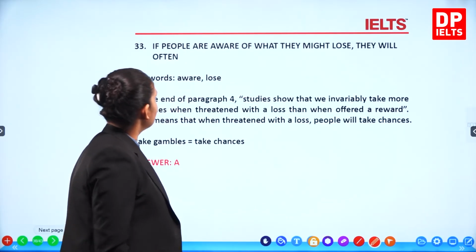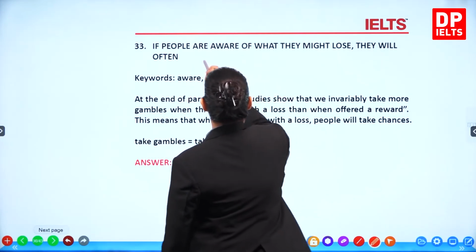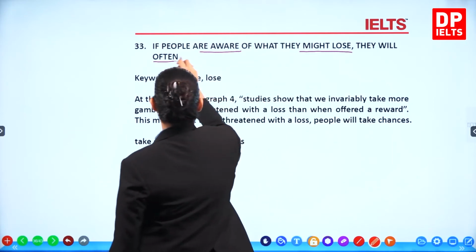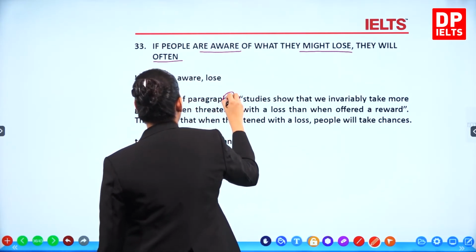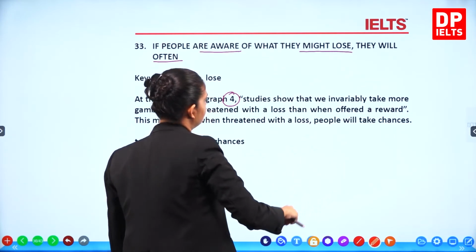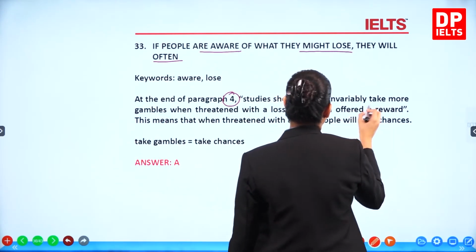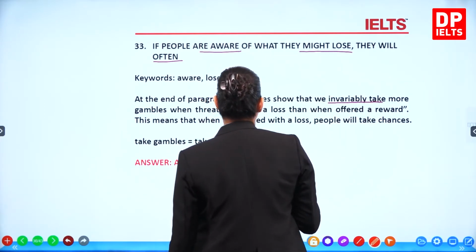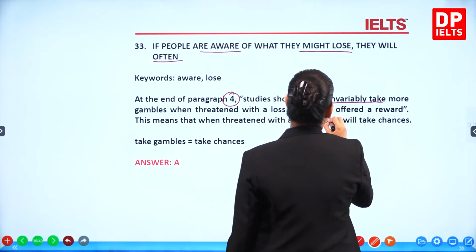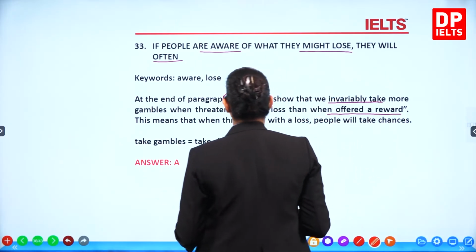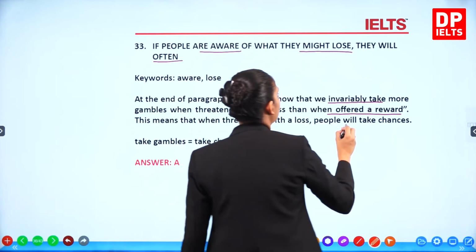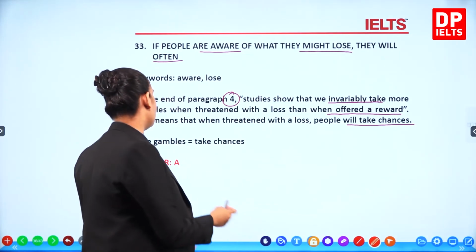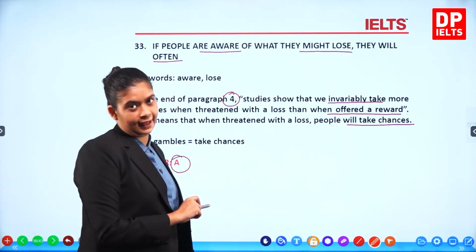33. If people are aware of what they might lose, they will often do what? Go to para 4 towards the end. Studies show that we invariably take more gambles when threatened with a loss than when offered a reward. This means that when threatened with a loss, people take more chances. If you don't have anything, you take that chance and see. So therefore, the answer is A.